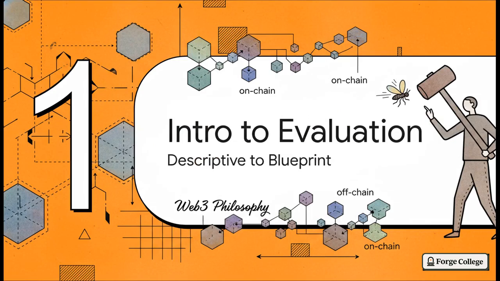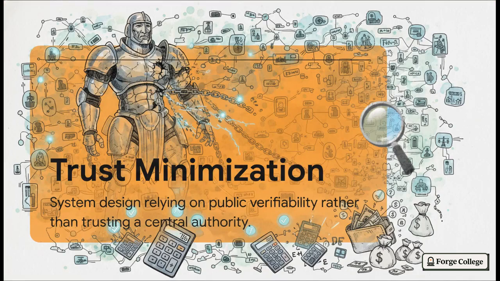Introduction to Evaluation. Moving from descriptive analysis to a prescriptive blueprint. Okay, so we've seen the good, the bad, and the ugly. Now we need a solid, repeatable framework to figure out if a proposed solution should be on-chain, off-chain, or maybe some kind of hybrid. To evaluate this properly, we really have to root our criteria in the core philosophy of Web3. Basically, we need to figure out if a problem actually needs a blockchain at all, or if you're just using a massive sledgehammer to swat a tiny fly.